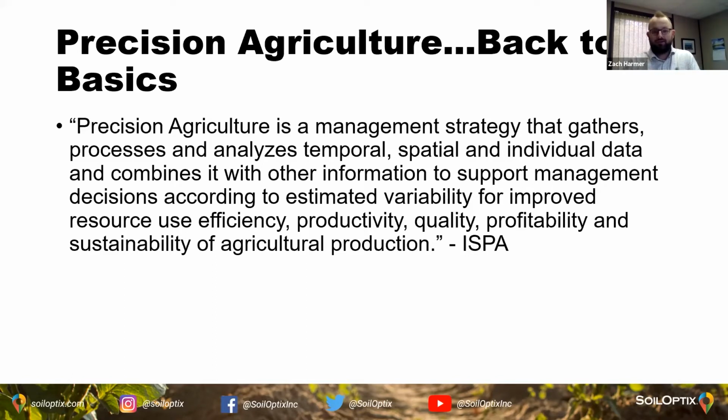The International Society of Precision Agriculture defines precision agriculture as the management strategy that gathers, processes, analyzes temporal, spatial, and individual data and combines it with other information to support management decisions according to estimated variability for improved resource efficiency, productivity, quality, profitability, and of course, sustainability of agricultural production. Now, that's a mouthful. There's no doubt about it.